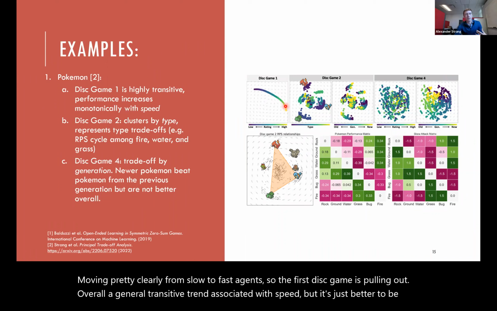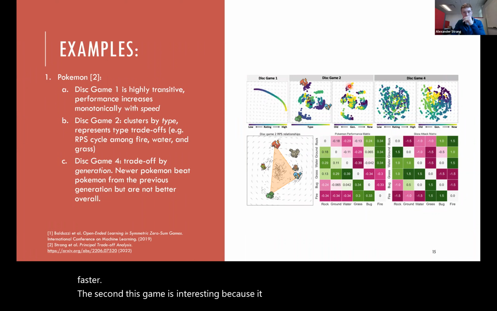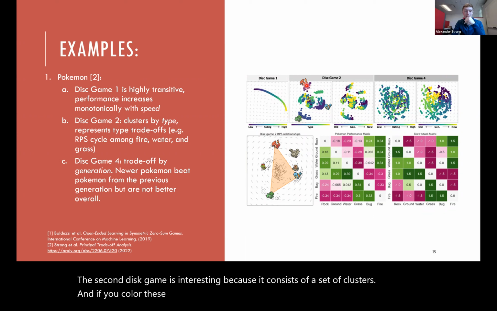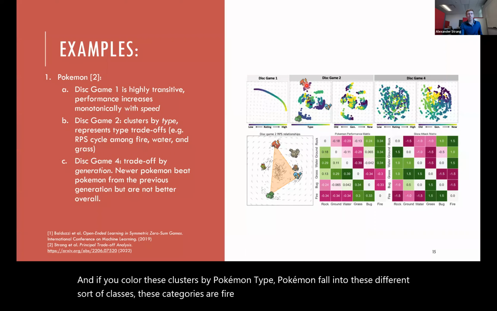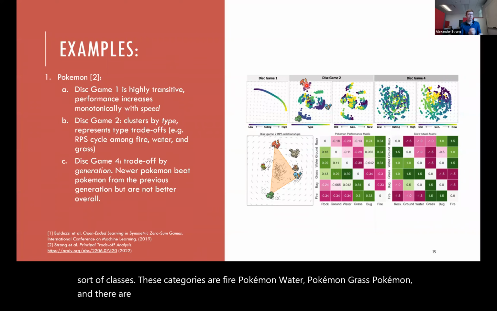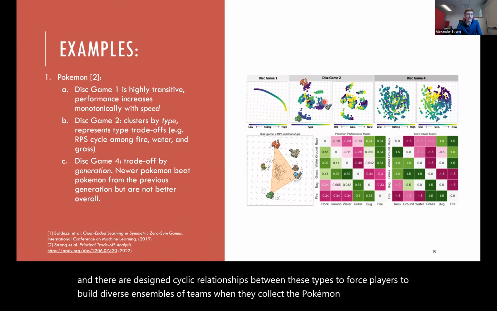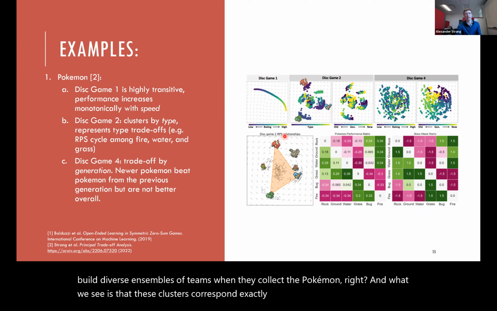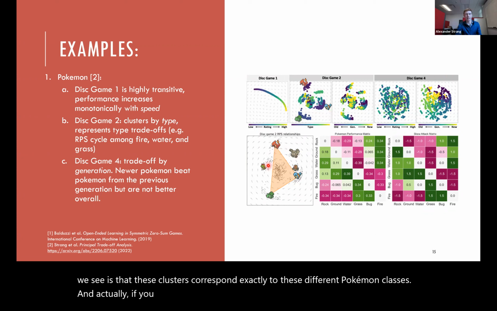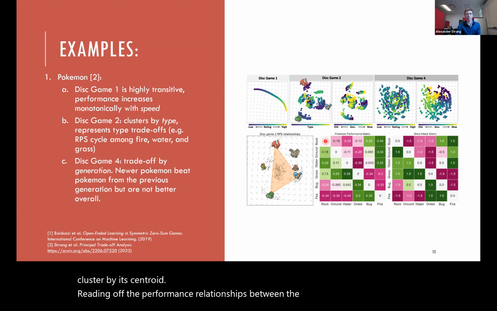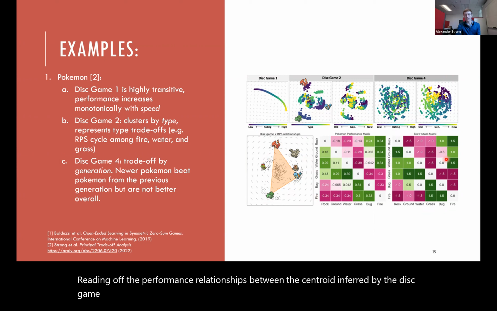The second disk game is interesting because it consists of a set of clusters. And if you color these clusters by Pokemon type, Pokemon fall into these different classes, these categories. There are fire Pokemon, water Pokemon, grass Pokemon, and there are designed cyclic relationships between these types to force players to build diverse ensembles of teams when they collect the Pokemon. And what we see is that these clusters correspond exactly to these different Pokemon classes. And actually, if you label the clusters by type and then characterize each cluster by its centroid, reading off the performance relationships between the centroids inferred by the disk game recovers attack matrices.